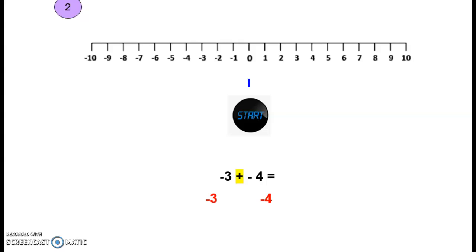Let's try another one. Now we have 2 moves, both in the negative direction. So we're going to go in the negative direction 3, followed by another move in the negative direction 4. So let's move in the negative direction 3, and we end up on negative 3. Now we're going to start at -3 and continue going in the negative direction 4 more. And we end up at -7.